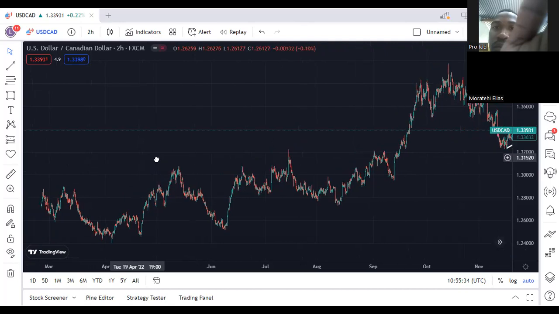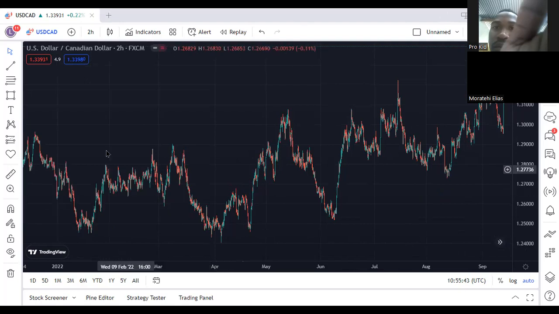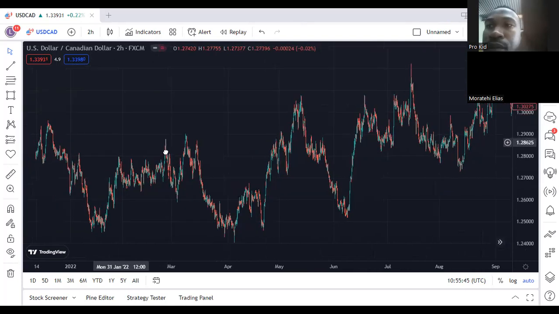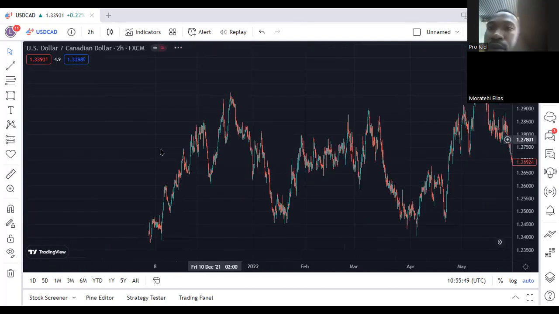My trend lines, guys, are paying just that. It takes time to wait for confirmation, and then you execute. But otherwise, you're going to get a lot of opportunities with a trend line.